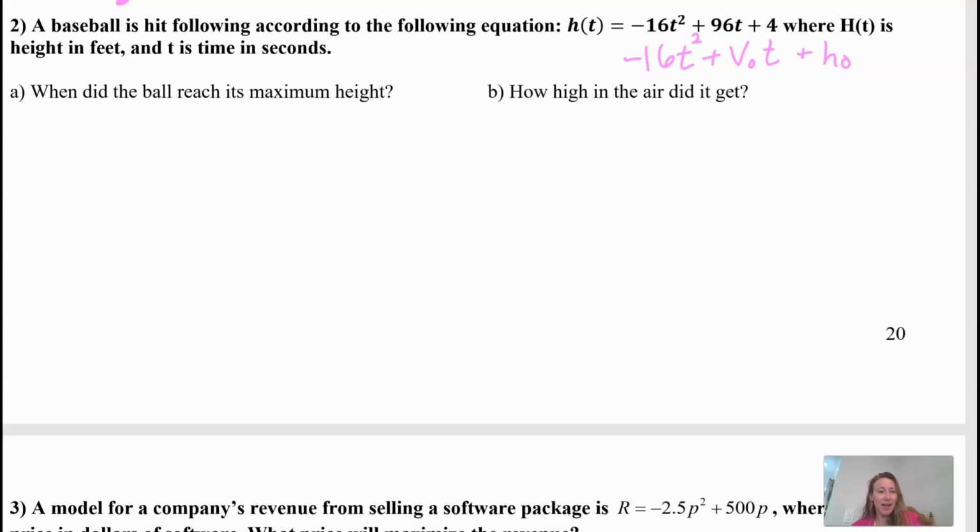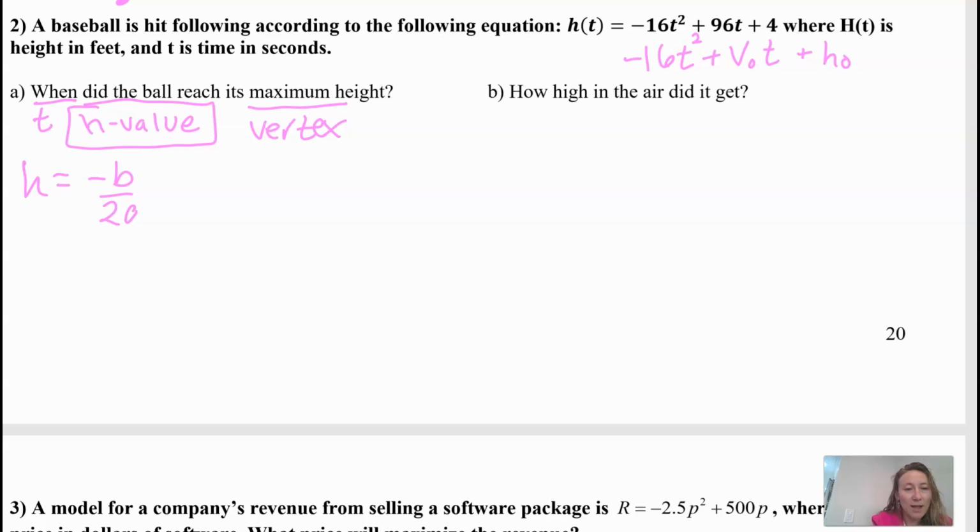So it asks us in A, when did the ball reach its maximum height? So we want to say, okay, maximum, that means vertex. And when, we answer that with t, so that means it's the h value that we're looking for. And I find h with the formula negative b over 2a. I'm looking for the x value of the vertex, which I call h, not to be confused with the h of t, because we're talking about height in this case.